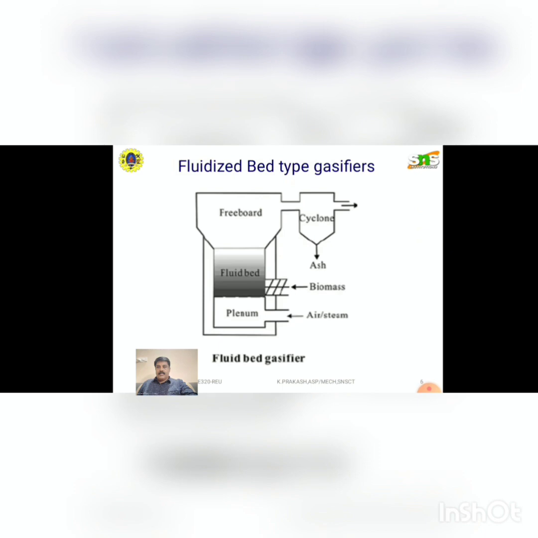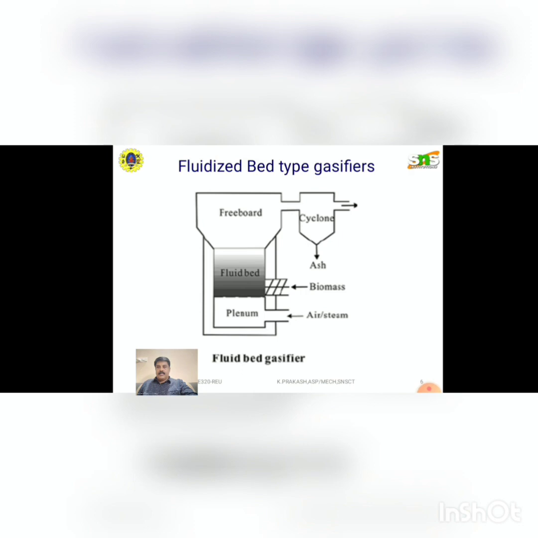Here we can see in this diagram the freeboard, the fluidized bed and a plenum, and there is a source through which biomass can be fed, and air and steam, and there is a cyclone zone where the ash can be collected. A fluidized bed gasifier takes advantage of the excellent mixing characteristics and high reaction rates of a gas-solid mixture. A simple fluidized bed gasifier is a chamber with a bed of inert particles such as sand or limestone supported by a distributor plate.